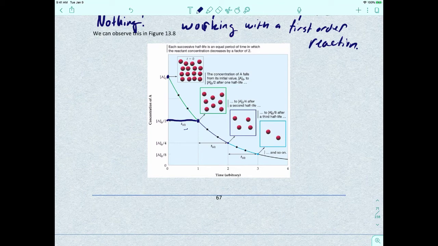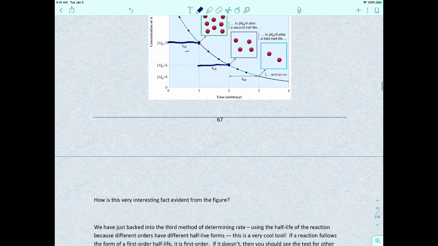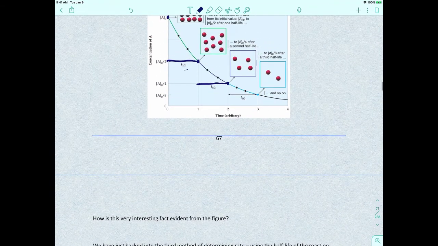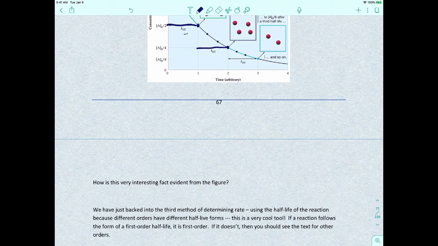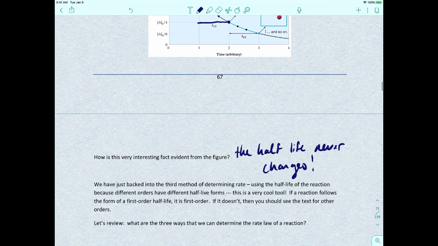Now, at that point where we're at half of the original concentration, if we do that again, notice that it's going to take the same amount of time to get to half of that concentration. So we say that's another half-life. What's really interesting about this curve is that as we go from one concentration to the next level, the half-lives never change. It never changes.